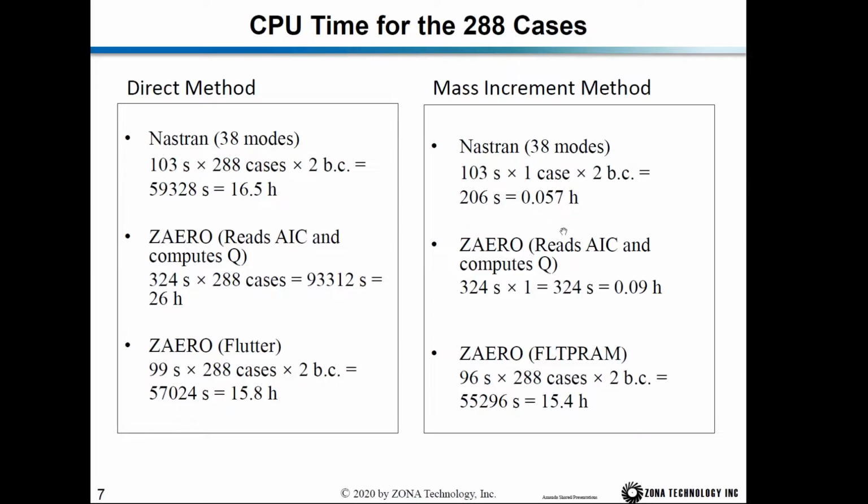So if you look at the mass increment method, you only need to perform the unsteady aerodynamic analysis once, and ZAERO only needs to read the AIC back once. So the amount of saving is about 42.5 hours. Of course, to solve the flutter equation, they are almost the same.